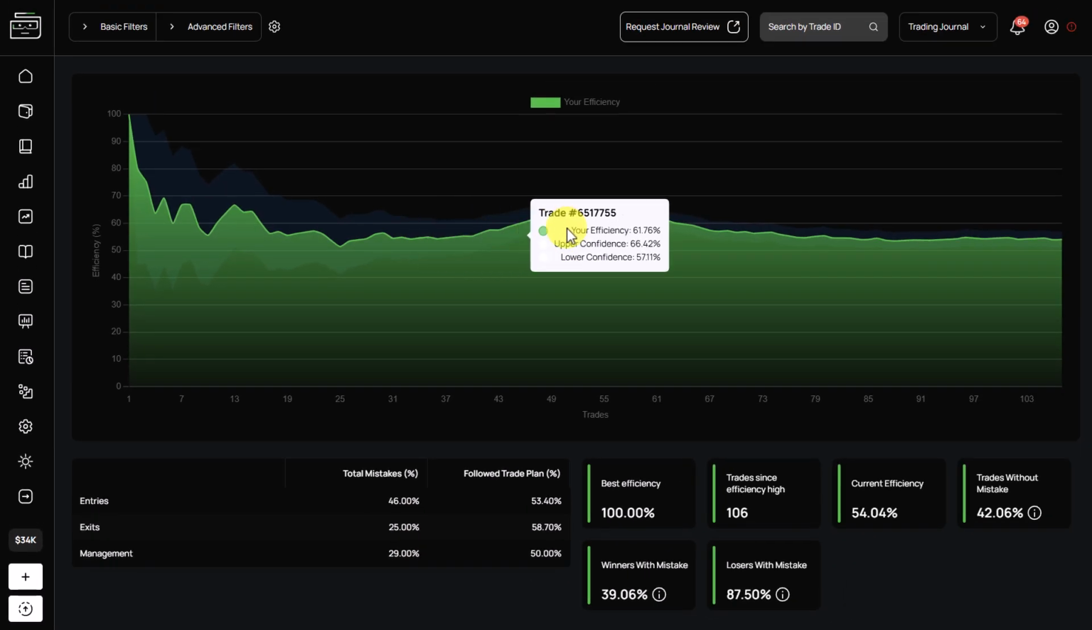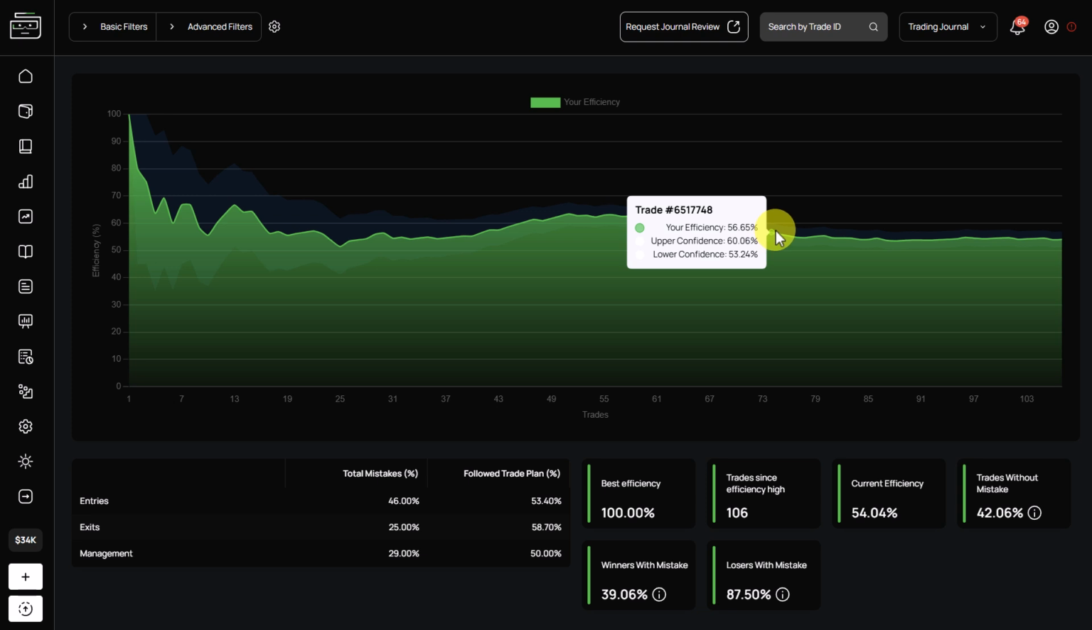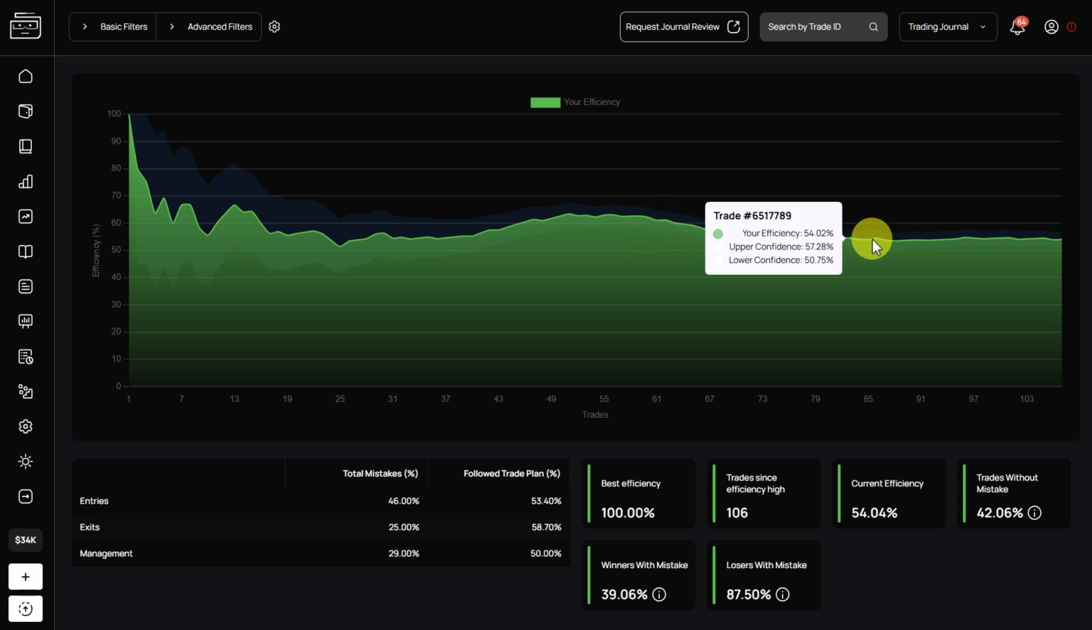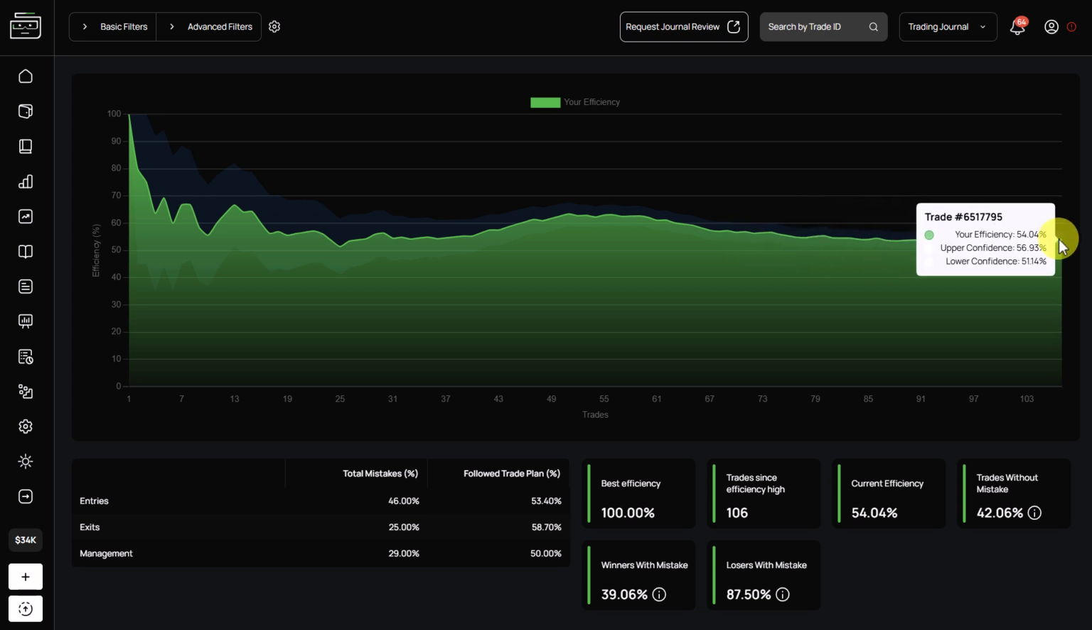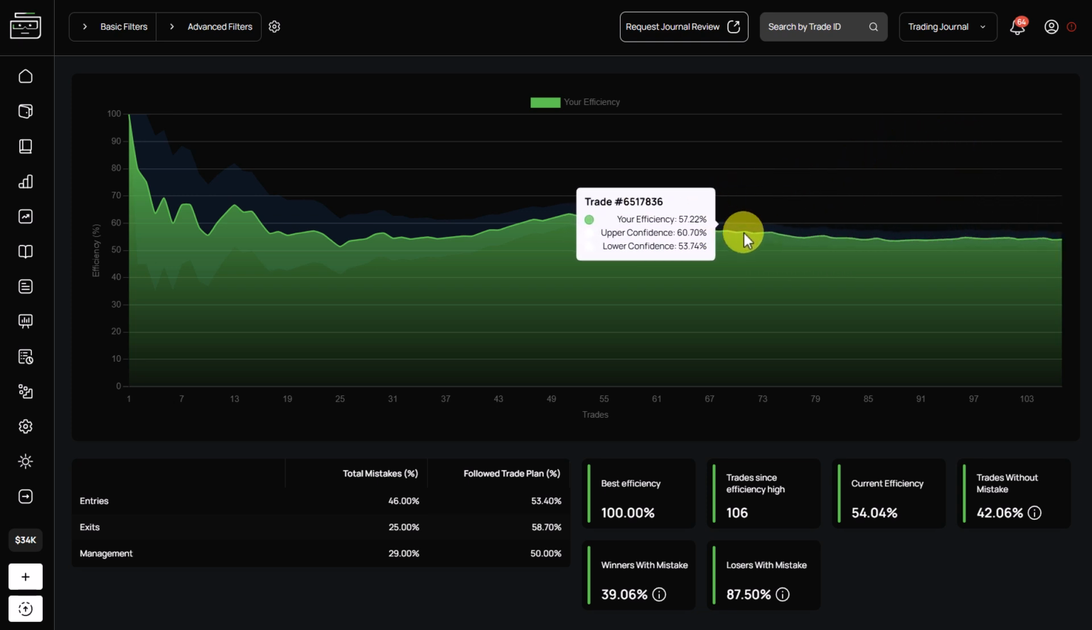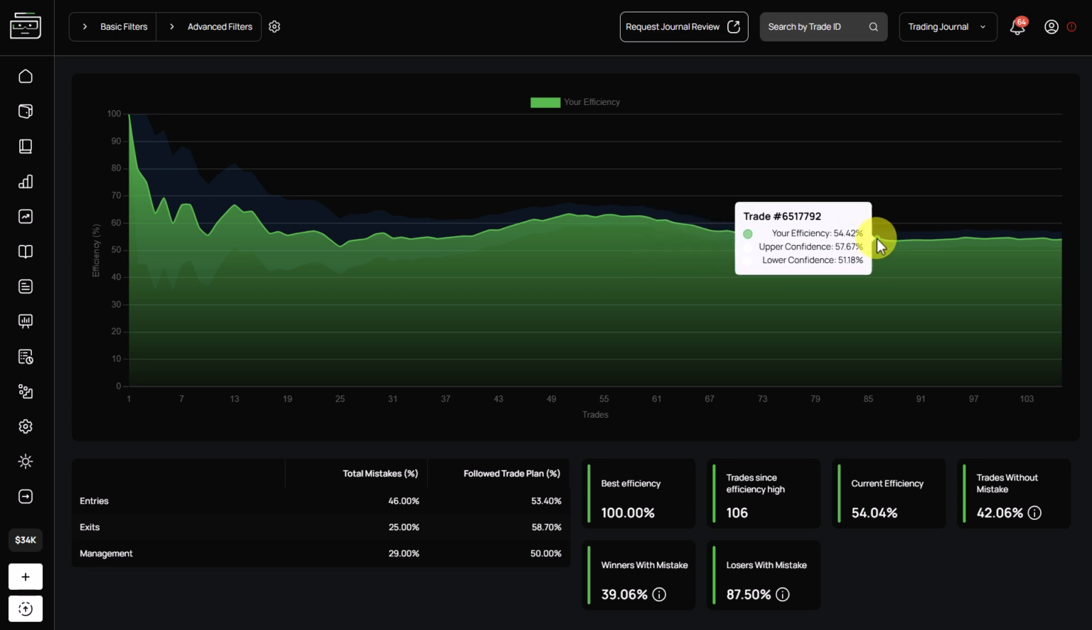And the graph shows you over time how your efficiency is developing, meaning how good you are at following your trading plan. The lower the efficiency, the more mistakes you have made recently, and a rising efficiency shows that you've been good at following your trading plans and breaking your trading rules less and less.